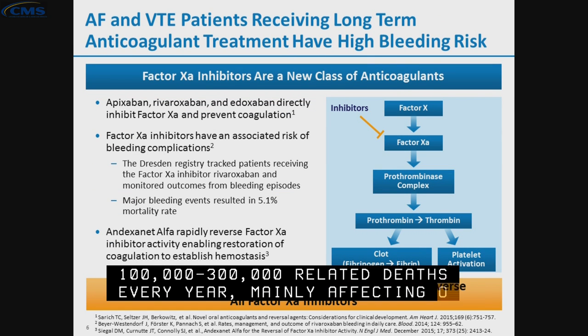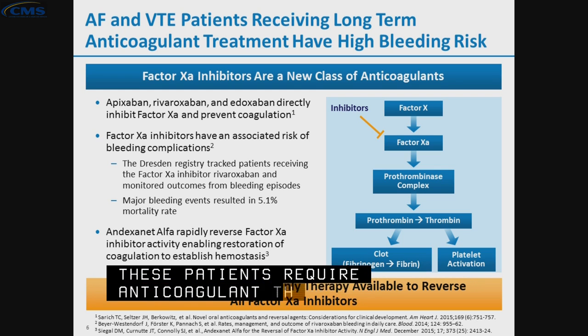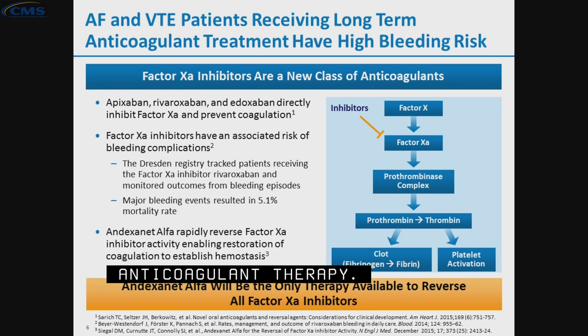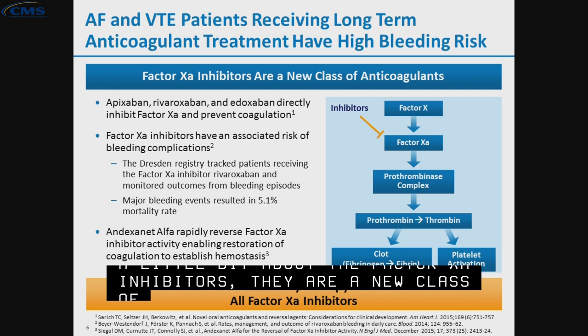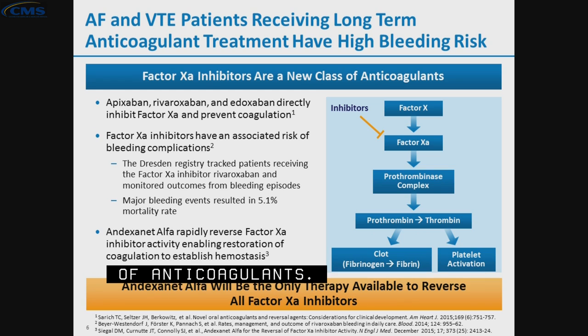Well, a little bit about the factor 10A inhibitors. They are a new class of anticoagulant. Apixaban, rivaroxaban, and edoxaban directly inhibit factor 10A to prevent coagulation. Factor 10A inhibitors do have an associated risk of bleeding complications.